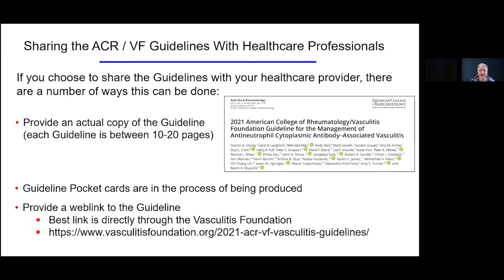And probably the easiest link is through the Vasculitis Foundation. So even if you just go to www.Vasculitis Foundation, there are links that can get you to this. This is also on the American College of Rheumatology website. And again, if you Google vasculitis guidelines, you can pull these up very easily. So there are ways to access this information very readily. And depending upon your individual healthcare provider, if they prefer the printed word or electronic, there are lots of ways to disseminate this information.